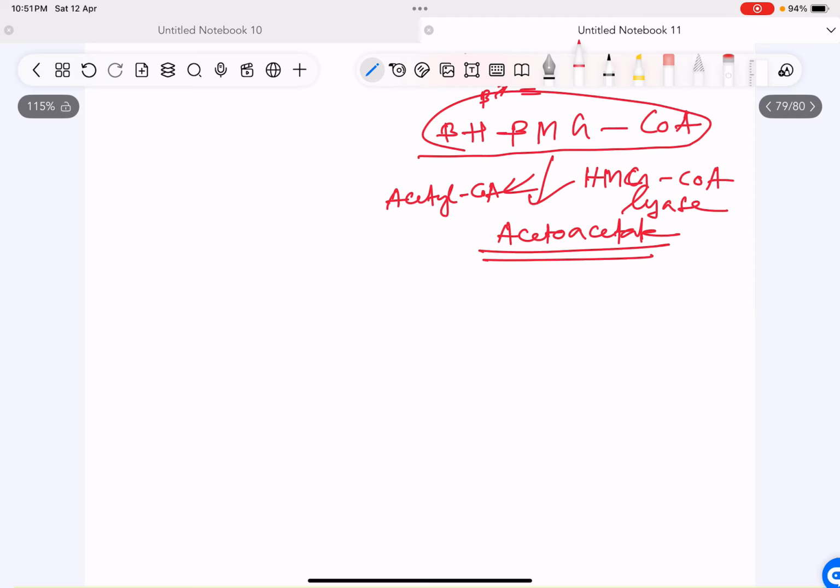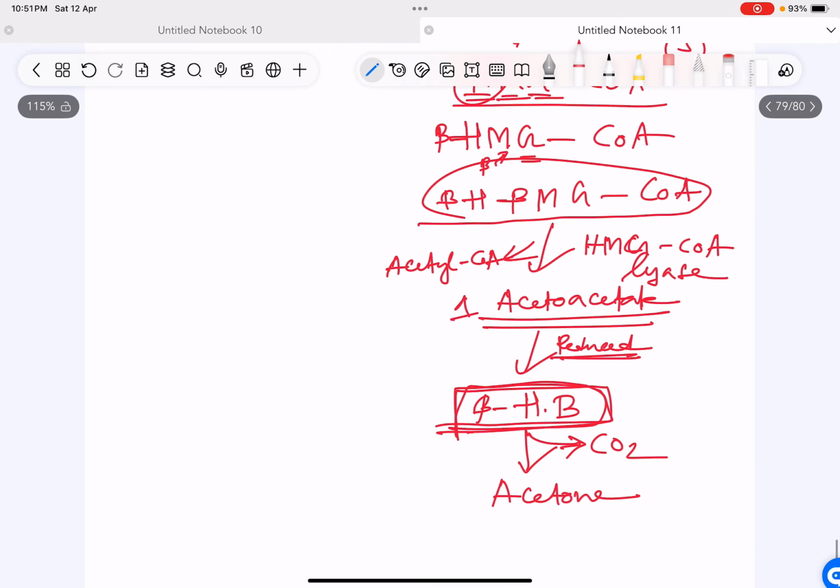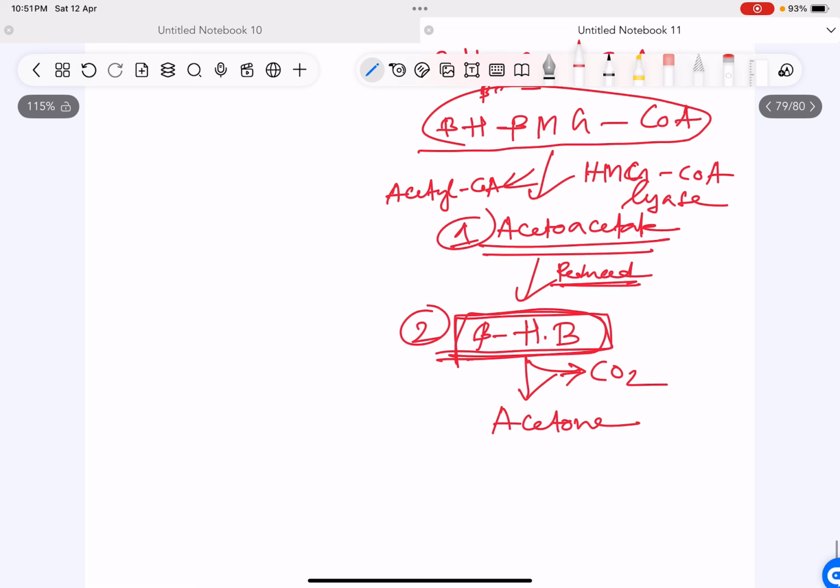Then from this other ketone bodies will get produced. This acetoacetate will be reduced to form beta hydroxy butyrate. I'll write in short BHB. This acetoacetate will get reduced to form the major ketone body of your body, beta hydroxy butyrate, and it will be spontaneously decarboxylated. So CO2 will be liberated from it and will produce acetone. So these three are your ketone bodies. Number 1 acetoacetate, number 2 beta hydroxy butyrate, and number 3 acetone. Acetone is spontaneously produced.